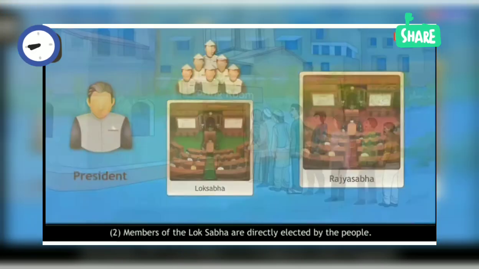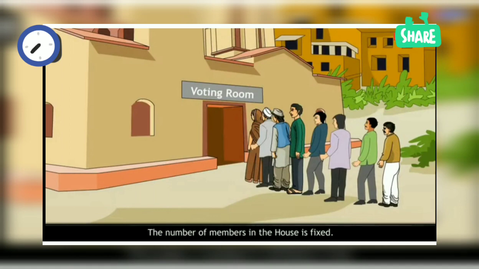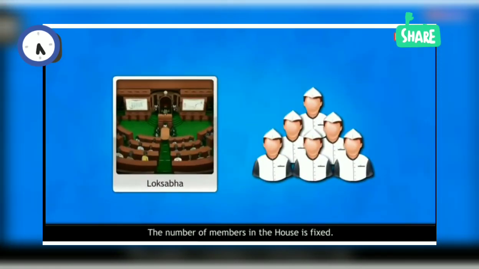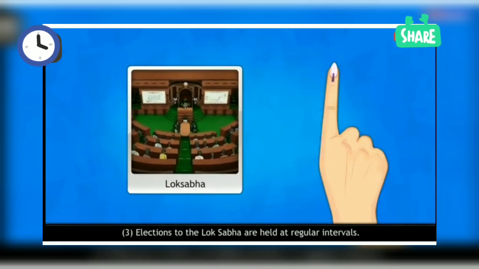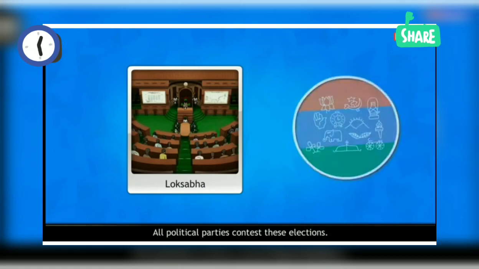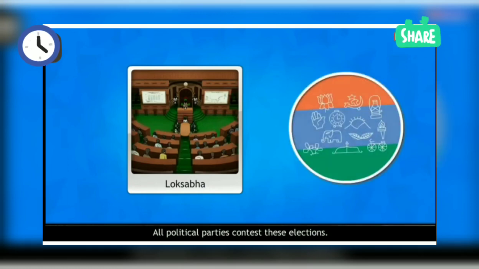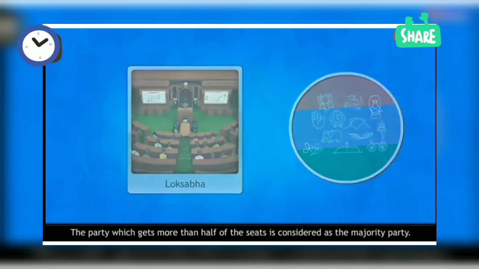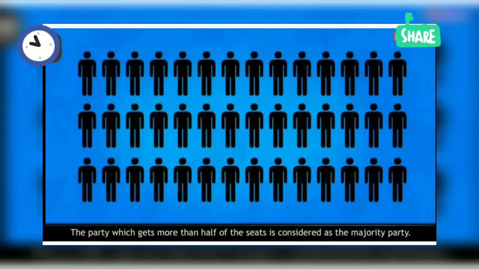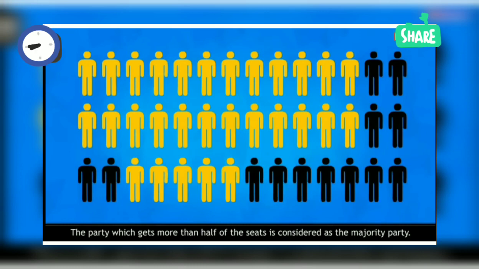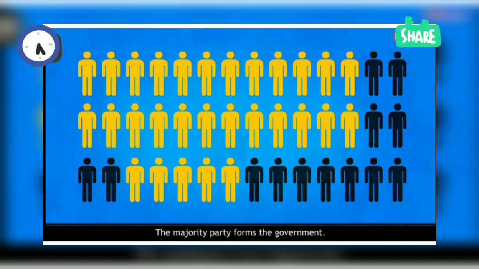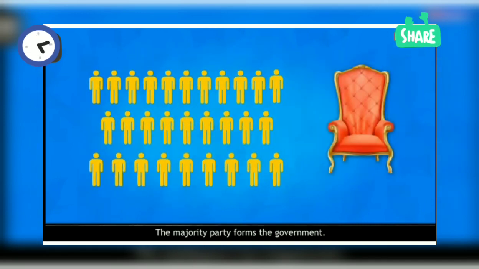Members of the Lok Sabha are directly elected by the people. Means people like us select the members of the Lok Sabha. Elections to the Lok Sabha are held at regular intervals, every 5 years, and people are selected as Lok Sabha members. All political parties such as Cycle, Congress, etc. contest for votes. The party which gets more than half of the seats, who gets the majority, wins the election.